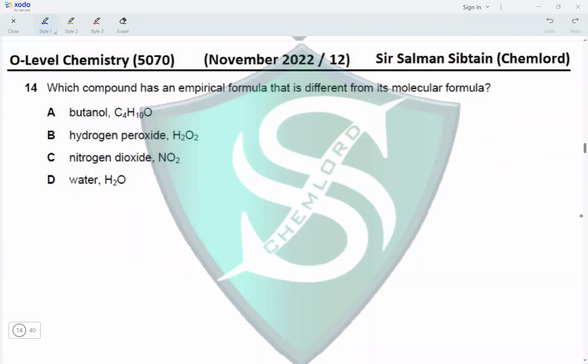Question 14. Which compound has an empirical formula that is different from its molecular formula? Okay, so empirical formula is the simplest ratio of the atoms present in the molecule. So in A, butanol, we have just a single atom of oxygen. So in this case, the empirical formula would be equal to the molecular formula. In the case of H2O2, there are two hydrogen and two oxygen atoms. So its empirical formula would be HO.